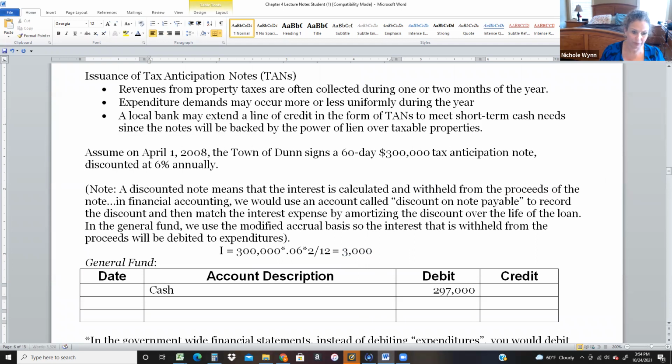But when we repay the loan, we can call it tax anticipation notes payable, or you can just call it TAN payable. When we repay it, we have to pay back the full 300. So that $3,000, we would normally call it interest expense, right? Or we would call it discount on note payable and then amortize the discount over the 2 months. But here we're just going to put it in expenditures.